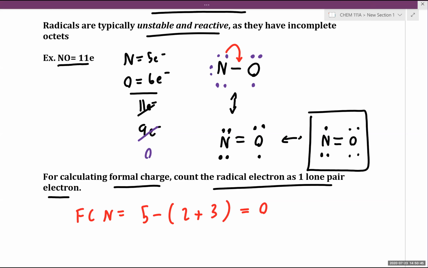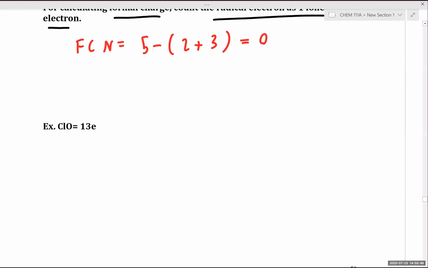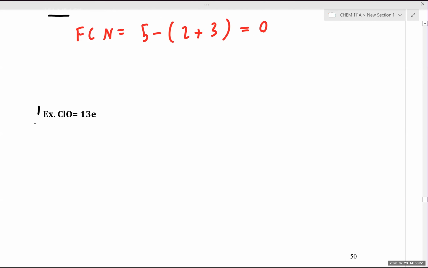Okay. So let's keep going now, and I'd like you to try to write out a valid Lewis structure for the following radical. And I'd like you to tell me the number of electrons on oxygen in the following structure. And we'll discuss this example momentarily.